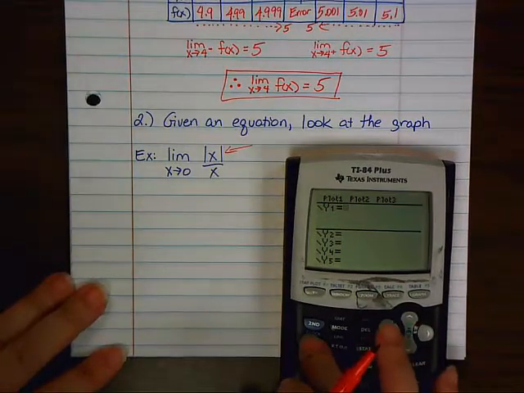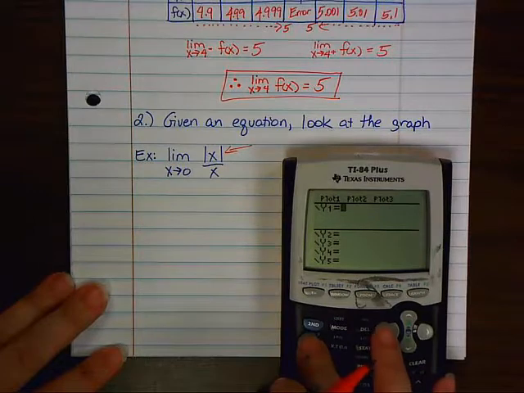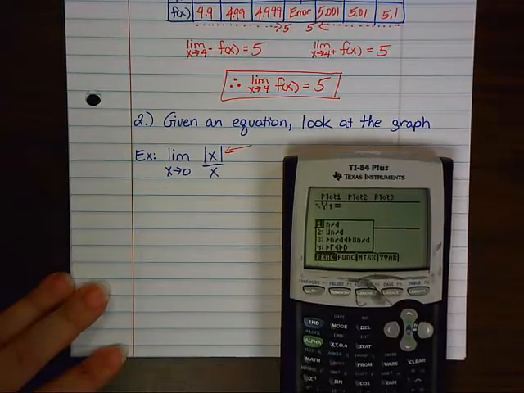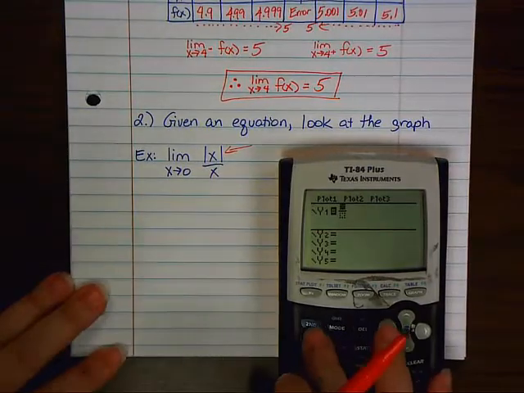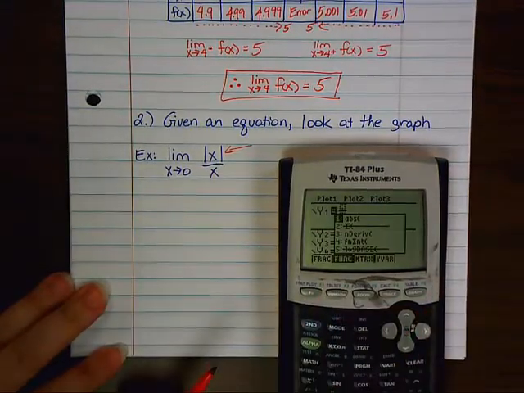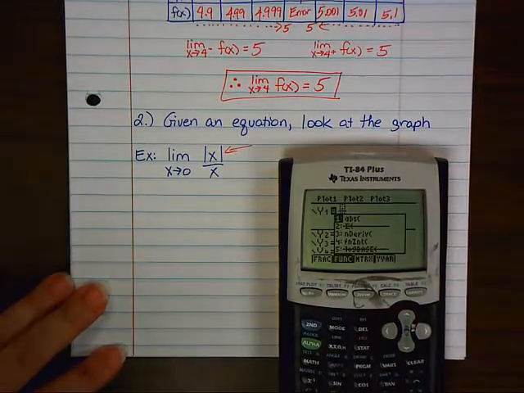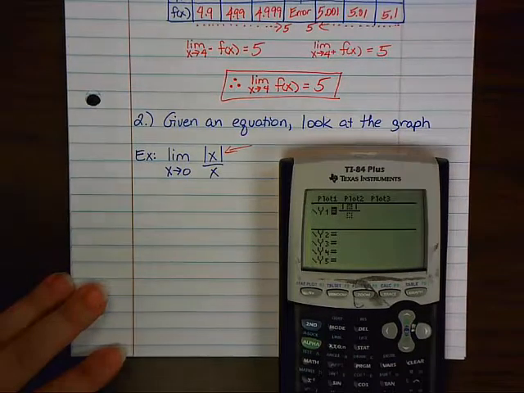I'm going to put in the fraction bar. You remember how to do the fraction bar now? Alpha, y equals, and enter. I want an absolute value up there. Here's where that is. Alpha window. Go over to the next one. First choice is absolute value. There, puts the bars on there.